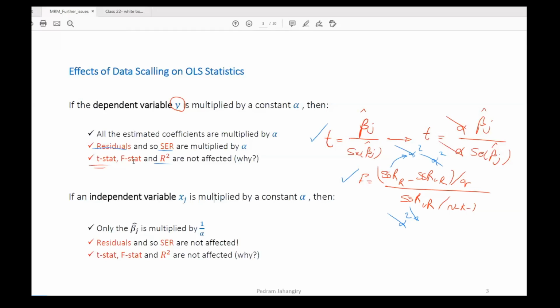So t doesn't change, f doesn't change, r squared doesn't change, but residuals and standard errors are going to be multiplied by alpha. The variance of beta hat j is going to be multiplied by alpha squared. Okay. Again, these are not new. We have seen these things before.